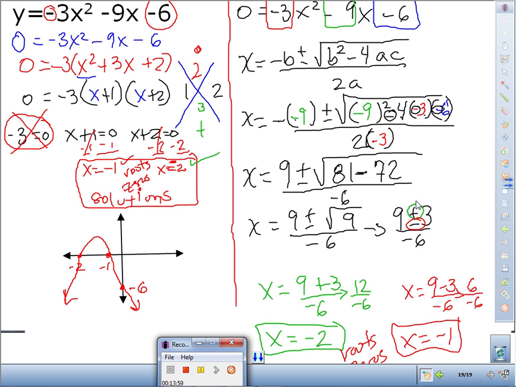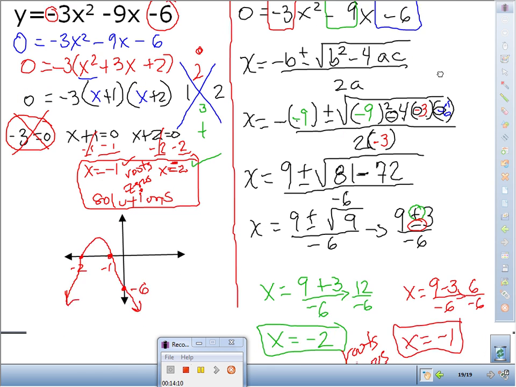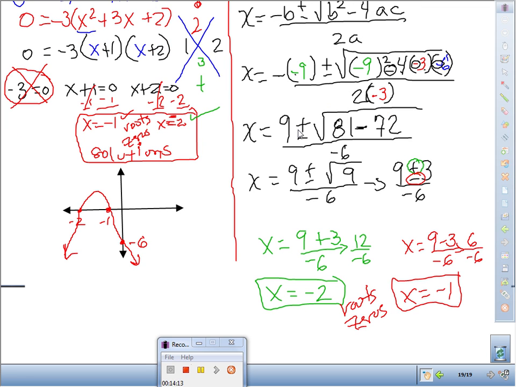All right, so let's see from the top. Once again, step 1 is our equation in standard form. Step 2, identify A, B, and C. Step 3, write your quadratic formula and substitute. Step 4, simplify, solve, and graph. Did we do that? Yes. Okay, let's do another one.